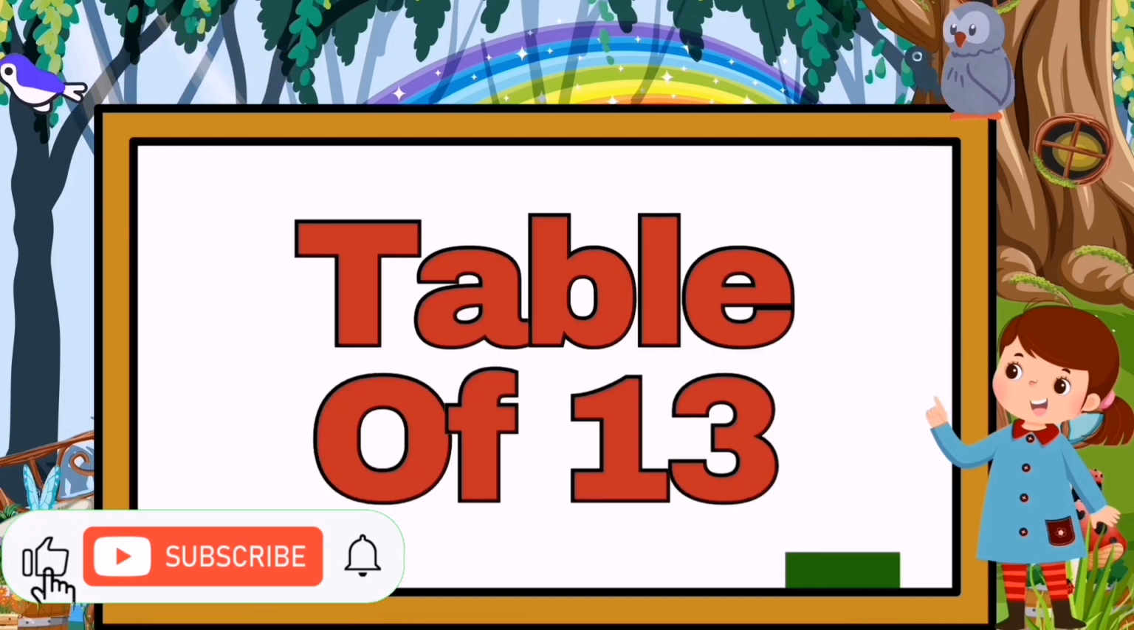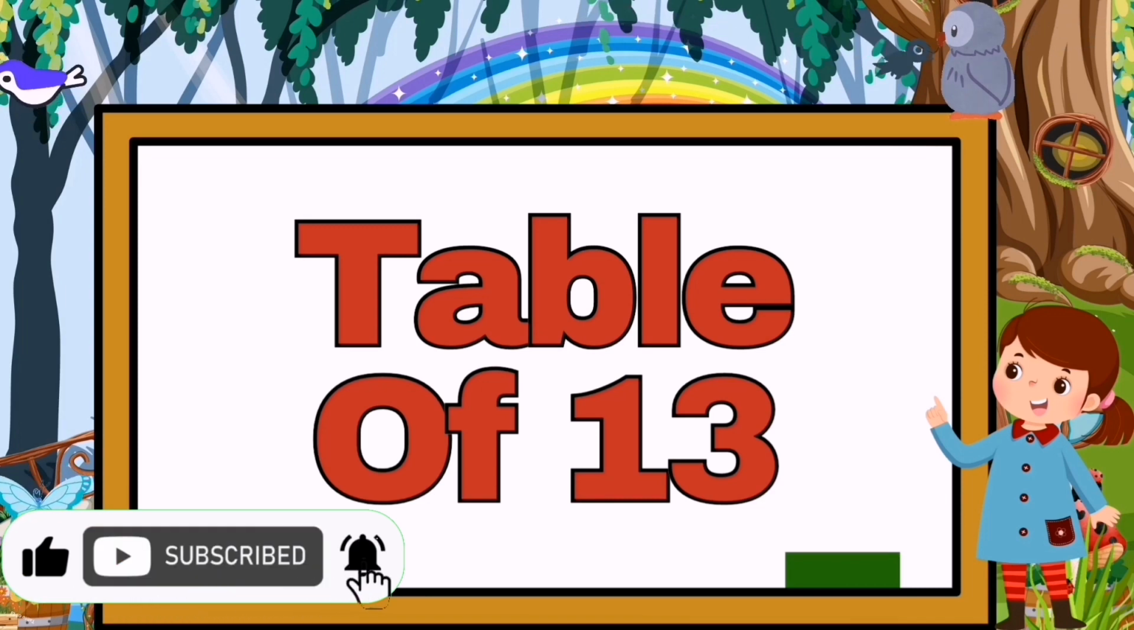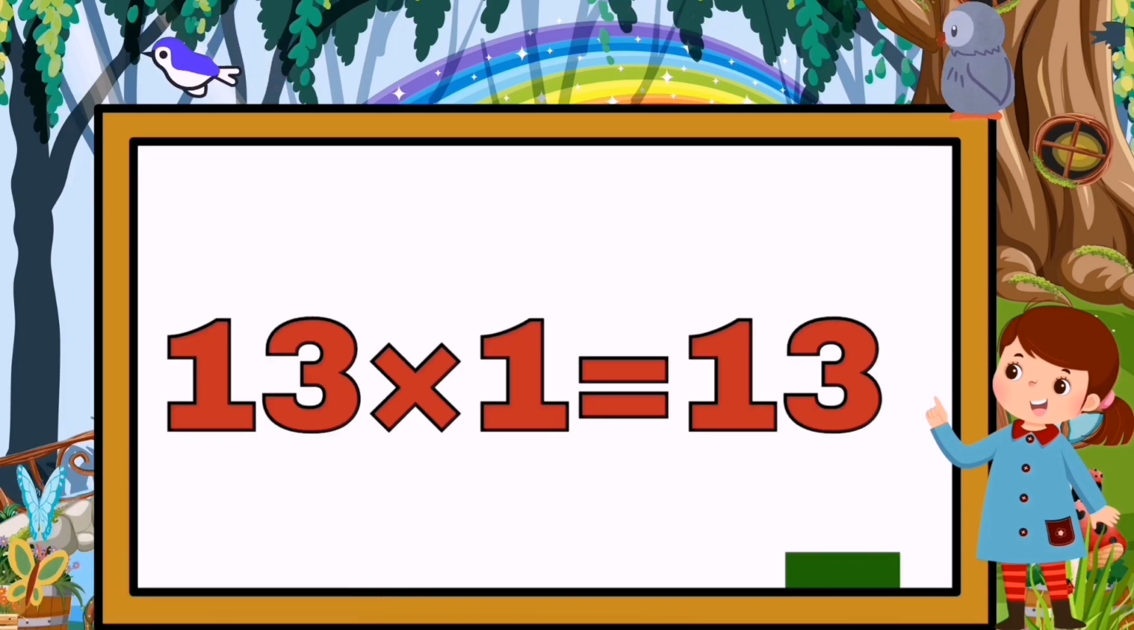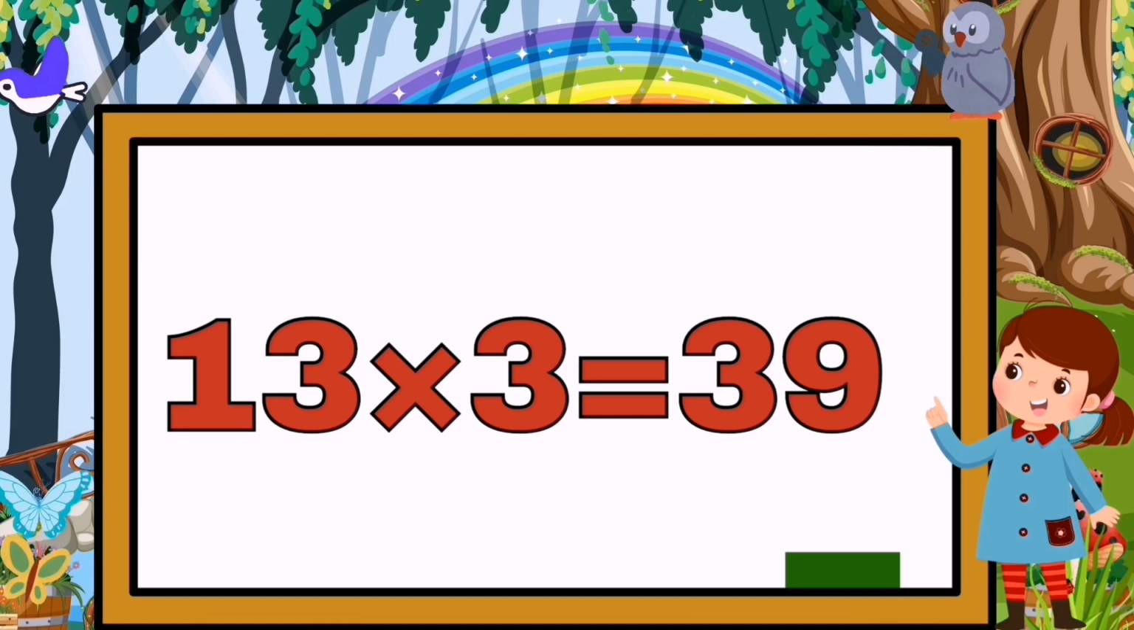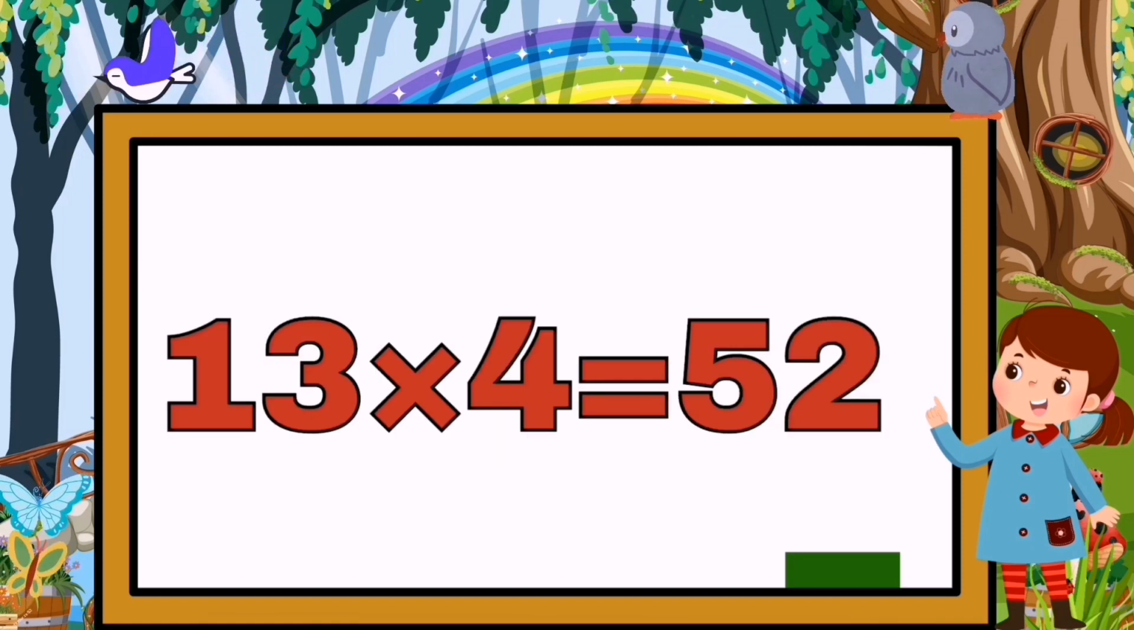Table of 13. 13 ones are 13. 13 twos are 26. 13 threes are 39. 13 fours are 52.